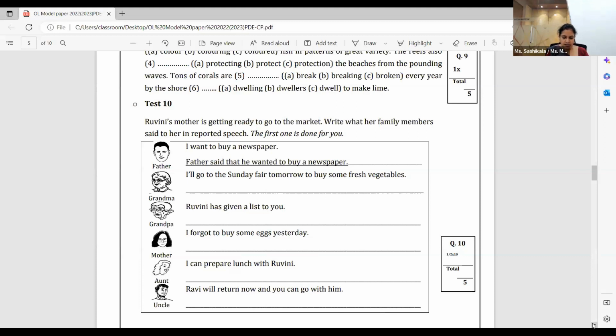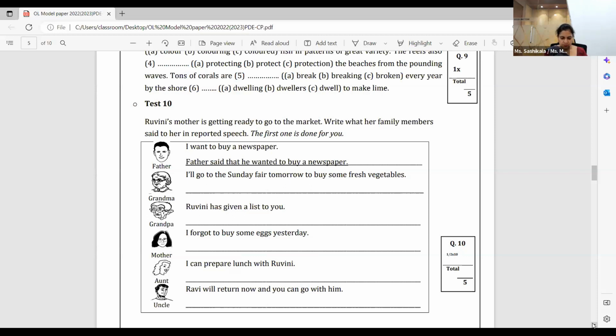Now, if you have underlined the changes, it would be very easy for you and you will not miss any detail that you have to write in the reported speech sentence. Next one, aunt: I can prepare lunch with Ruvini. Here the changes are I and can, the modal verb can. Right, so how to put that into the reported speech sentence? Aunt said that she could prepare lunch with Ruvani. Can becomes could, prepare doesn't change. That's all. Those are the only changes in that sentence.